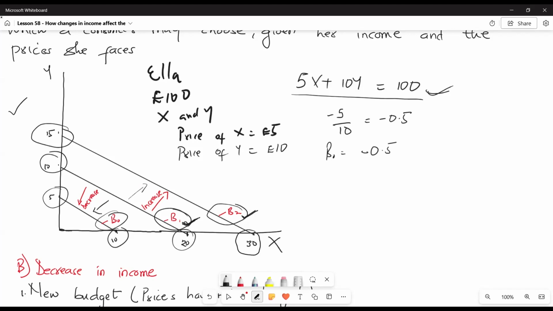So this is all that we have in our lesson on how changes in income affect the budget constraint. Our next lesson will be on how changes in prices affect the budget constraint.